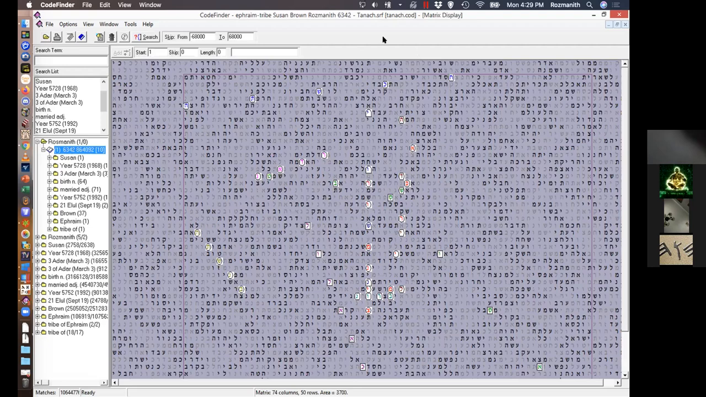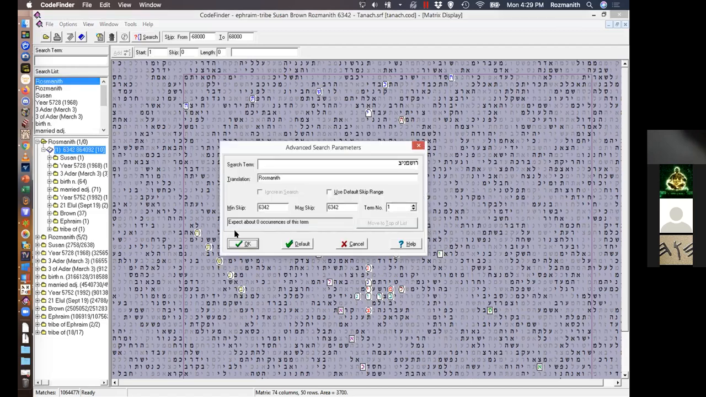Marty, I have a question. When you're using CodeFinder, and you look up an access term like that, does it tell you how many places it shows up, like in TorahSoft? Yes, it does. And what I do is I actually limit it. If you have the skip range in here, you're going to get a whole bunch of them. But I have gone into the actual term and said, don't use the default skip. Just do this one skip.